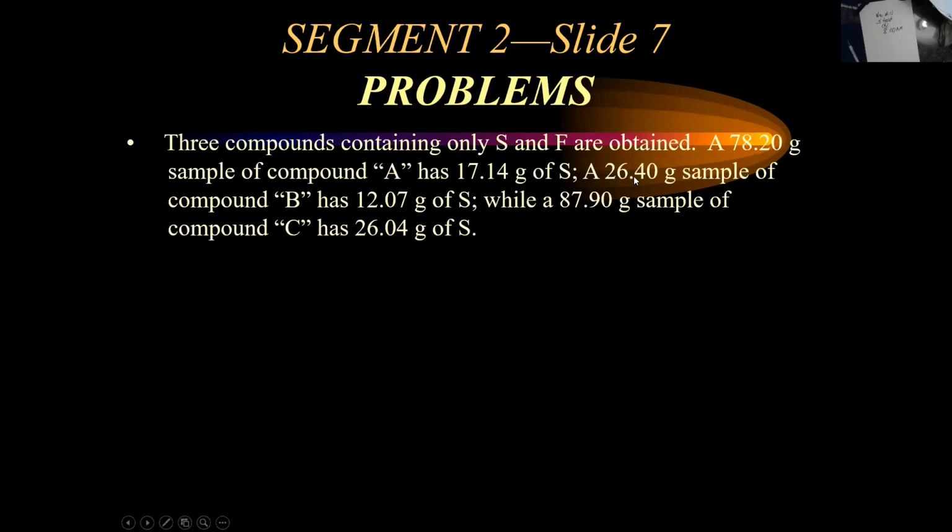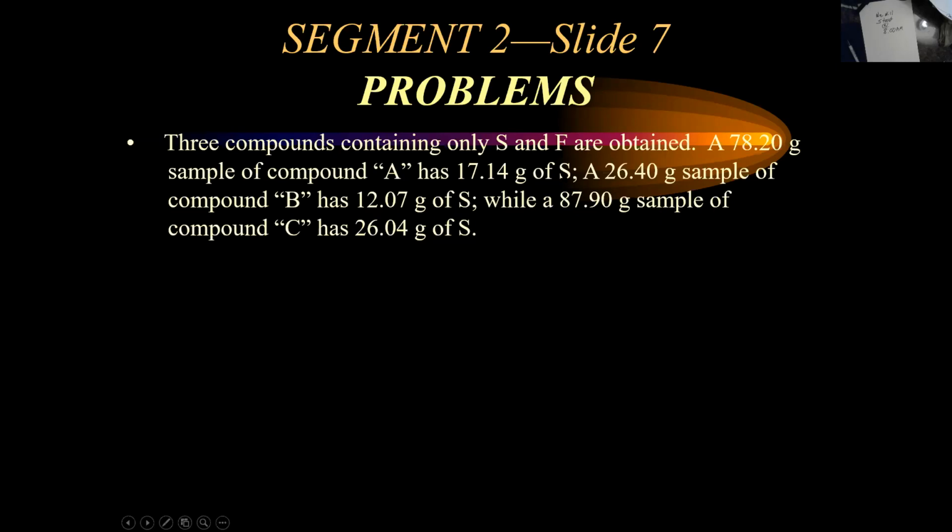If you had a 26.4 gram sample of the other compound B, it would have 12.07 grams of sulfur, and the rest of it would be fluorine. And the third one, if you took an 87.9 gram sample of that compound, it would have 26.04 grams of sulfur, and the rest of it would be fluorine.